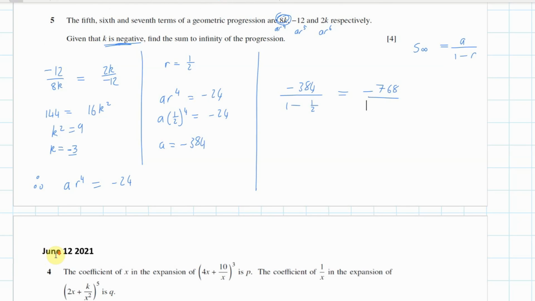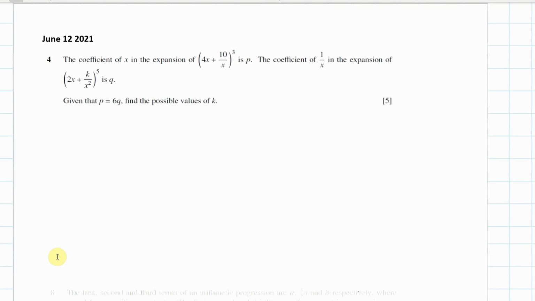Okay, well, moving on to the June 1-2 questions from 2021. Right, we've got a coefficient of x in this expansion which is P, and the coefficient of 1 over x for this one is Q, and we know that P is 6Q, find the possible values of K. Ooh, do not like. Okay, well the first thing is we've got to figure out how we're going to get an x term in this first expansion.